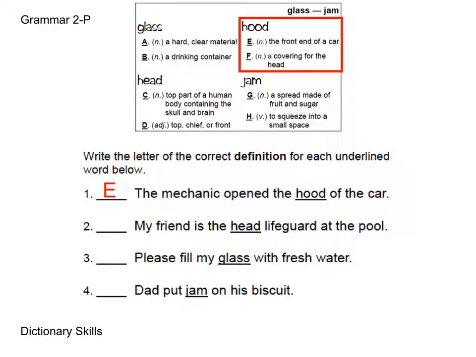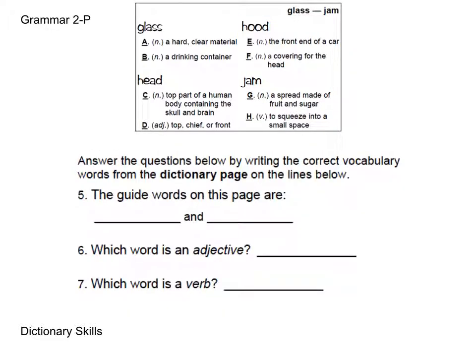Some other activities that you're going to look at are going to be as such. So we're going to answer the questions by writing the correct vocabulary word from the dictionary page on the lines provided. So that fifth question is, "The guide words on this page are blank and blank." Well, we've already gone through this, and this is a pretty easy one because it's practically given to you on the definition entries. Glass and jam are our guide words. So we're just going to write that down on the lines provided.